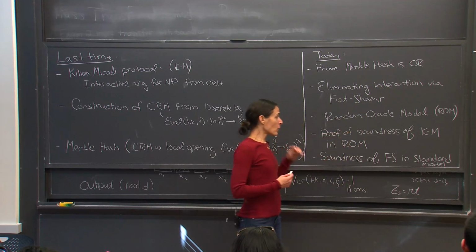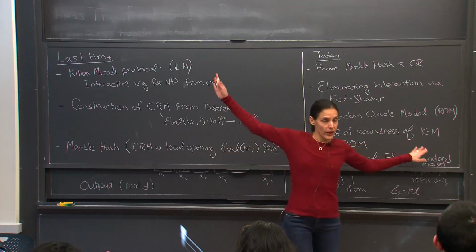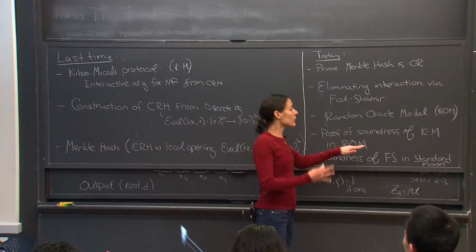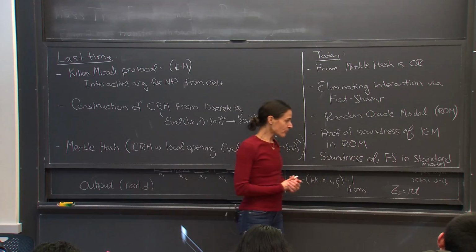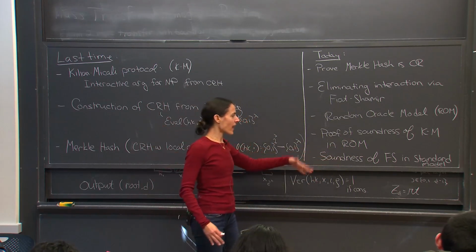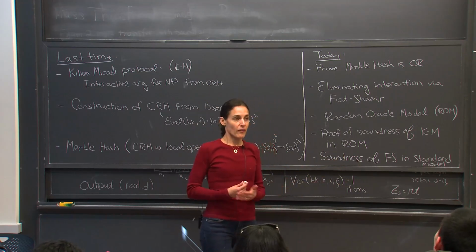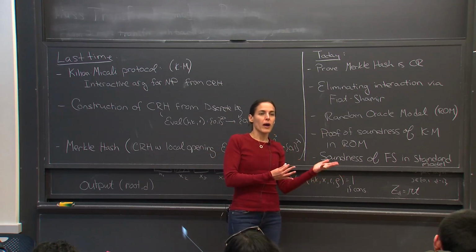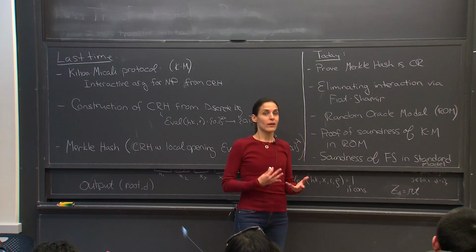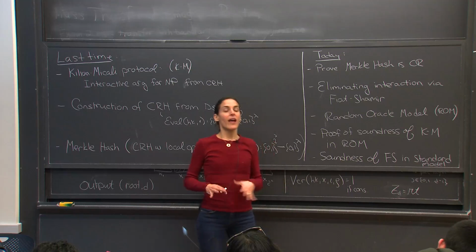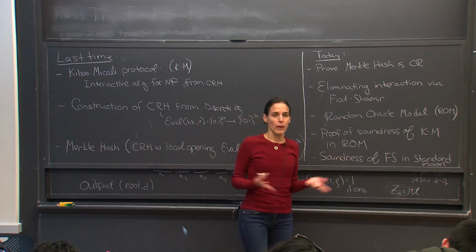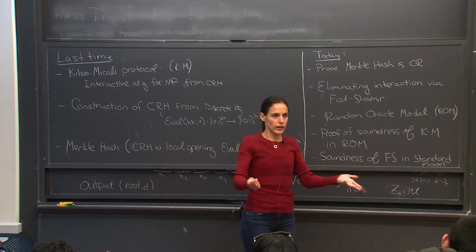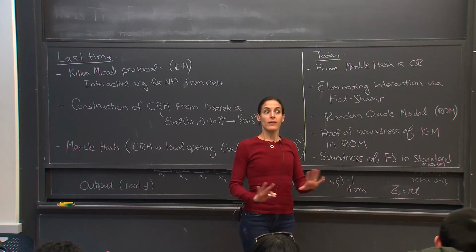It's an ideal model. We're going to prove the soundness of the Kilian-Micali protocol that we saw last time. We're going to show that it's sound even if you apply the Fiat-Shamir paradigm to it, as long as you rely on this random oracle model, this ideal model. And then, probably next time, we're going to talk about the soundness of Fiat-Shamir in the standard model. Because the random oracle model is an ideal model, the question is: is it sound when used in actual reality? That's the plan. Questions? Yes?